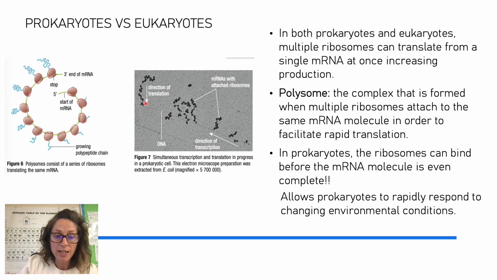So for example, we have our DNA here. You can barely see it along here. We have mRNA being made and transcribed. And then we have translation of that mRNA happening. These dark blobs are the ribosomes that are attached. Isn't that really cool? This allows prokaryotes to rapidly respond to their changing environment, because you have to remember they're single-celled organisms, so it's very important for them to be able to respond rapidly.